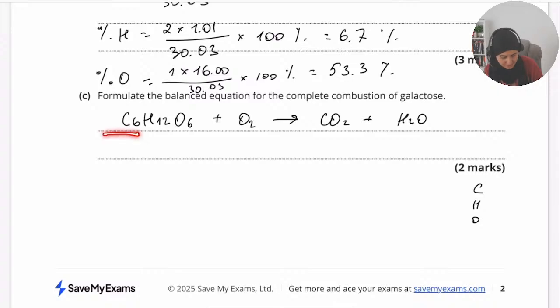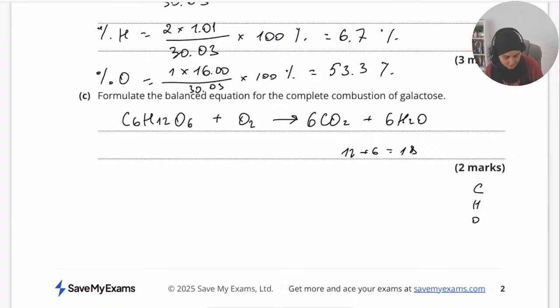So I have 6 carbons on the left, 1 on the right. So I put a 6 here, then hydrogen, 12 on the left, 2 on the right. So to make it 12, I put a 6. Then oxygen, so on the right side I have 12 from here, 6 times 2, plus 6, which is 18. And on the left side I already have 6 here, so I don't want to change the coefficient in front of the fructose or galactose.